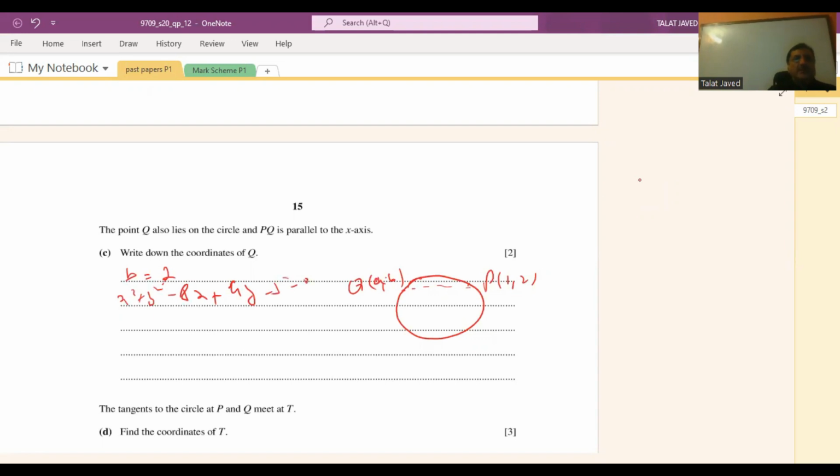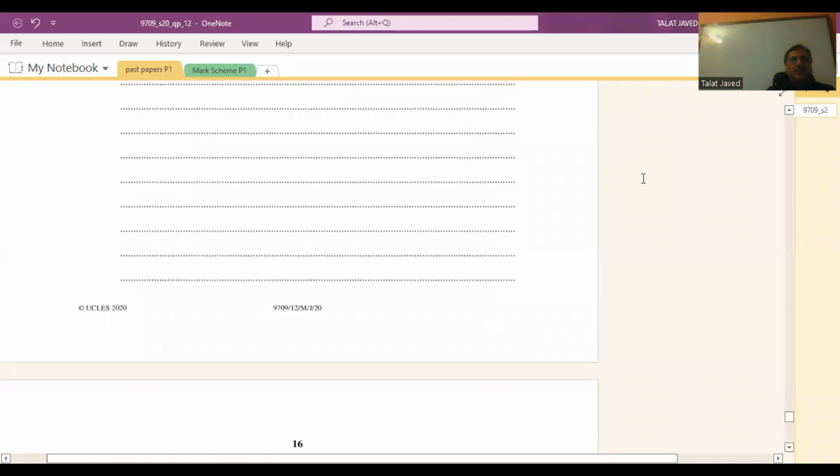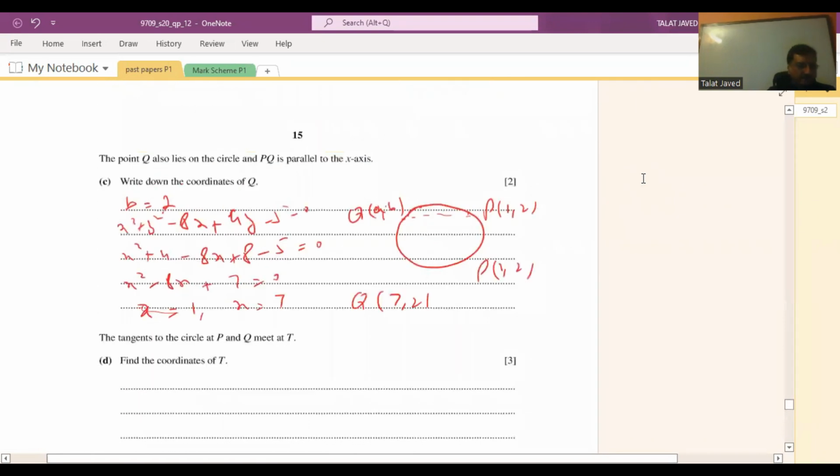By putting the values in this equation, we get x square plus 4 minus 8x plus 8 minus 5 equal to 0. x square minus 8x plus 7 equal to 0. One coordinate of x is 1, and the other coordinate of x is 7. So the coordinates of Q are (7, 2), because the coordinate of P is 1.